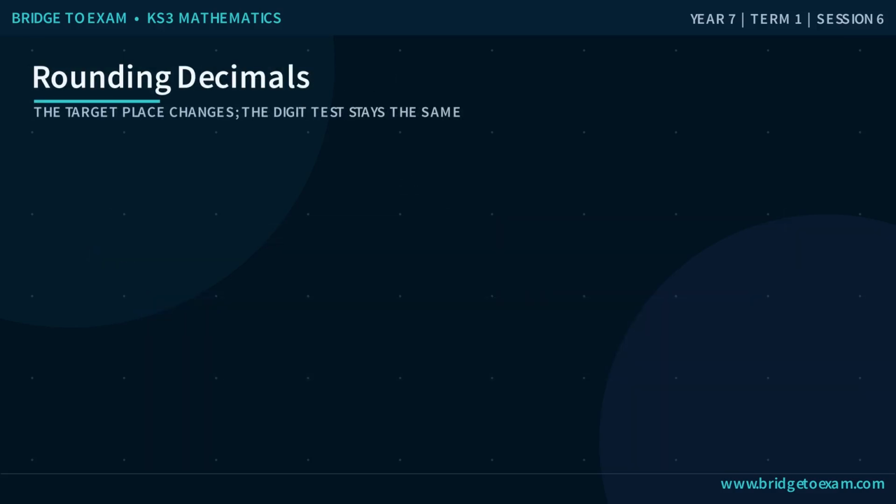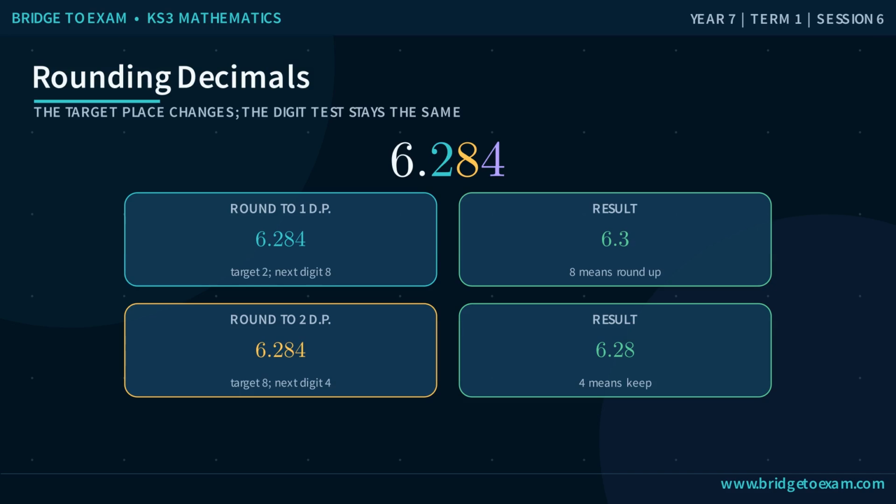The same rule works with decimals. Round 6.284 to 1 decimal place. The target digit is 2, and the next digit is 8. Because 8 is at least 5, round the 2 up to 3, giving 6.3. For 2 decimal places, the target digit is 8 and the next digit is 4. Because 4 is below 5, keep the 8 unchanged, giving 6.28.